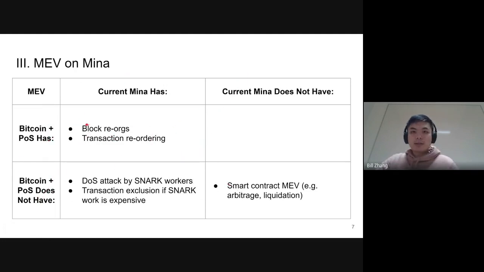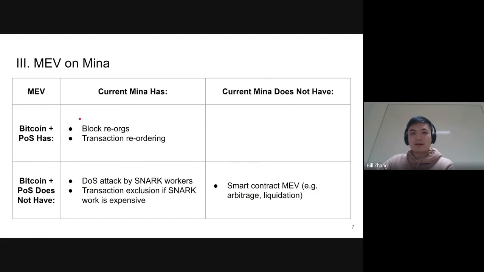So let's start with the top left quadrant. For the purpose of MEV, we'd rather have less MEV than more MEV, just because MEV is usually a bit unhealthy for the ecosystem. So we want more things to be in these columns rather than these columns. And in particular, if we can have things in this quadrant right here, that would be really good. But first, to compare current Mina versus Bitcoin proof of stake, we see that both of them share certain types of MEV, namely block reorganizations.